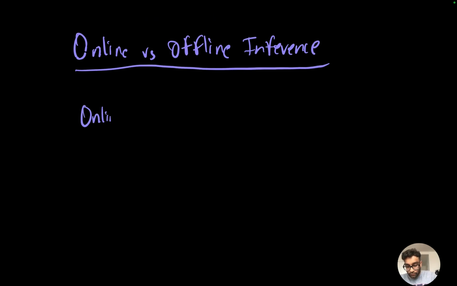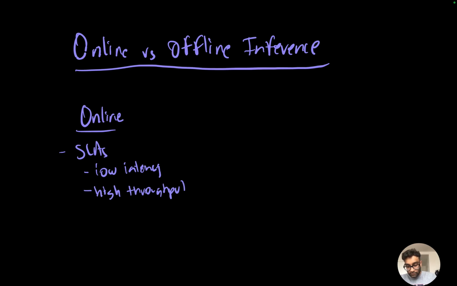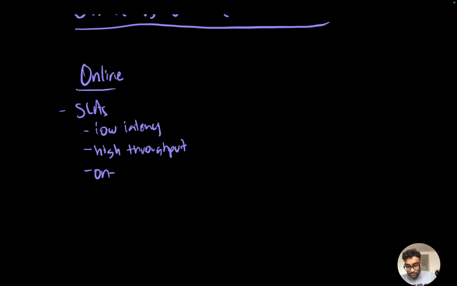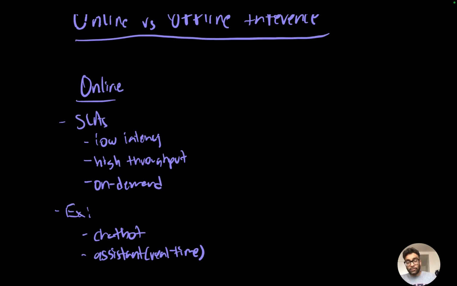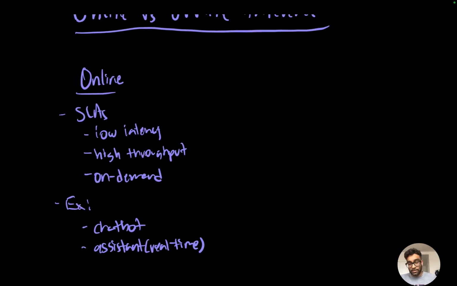For online use cases, you're thinking stringent SLAs, and this means low latency, high throughput workloads. And this is something that you often associate with the term on demand. If you can think of examples, you might have something like a chatbot, or a real-time assistant that you're working with. Anything with an online use case, you should basically be able to invoke on demand.